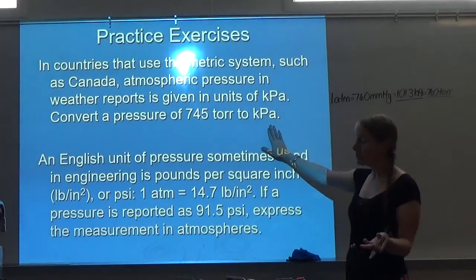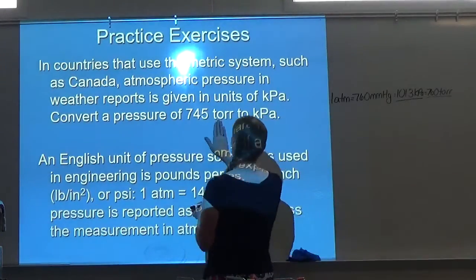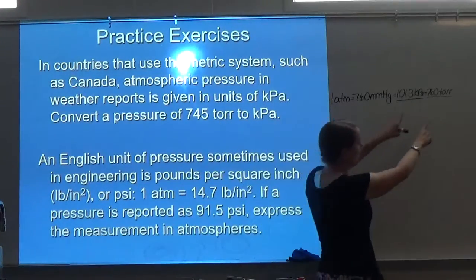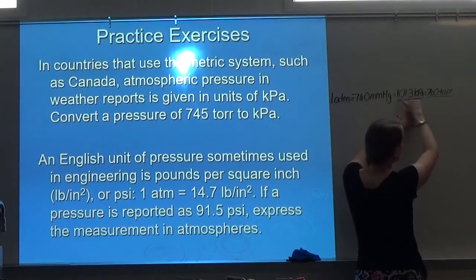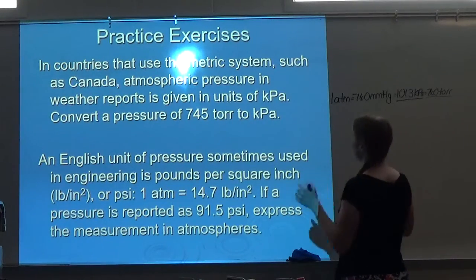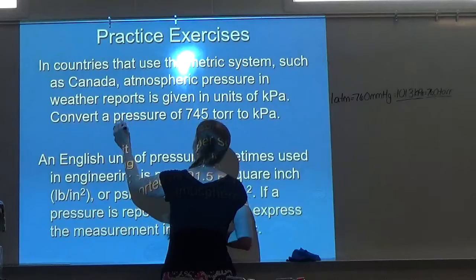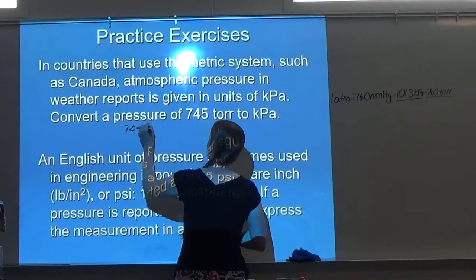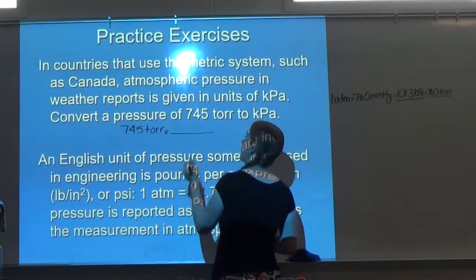Alright, so I'm going to assume you paused it and tried it. We're going from torr to kPa. Again, I'm going to use the same two sets: 101.3 kPa equals 760 torr. So I start with what I know. I have 745 torr. And I follow my golden rule.